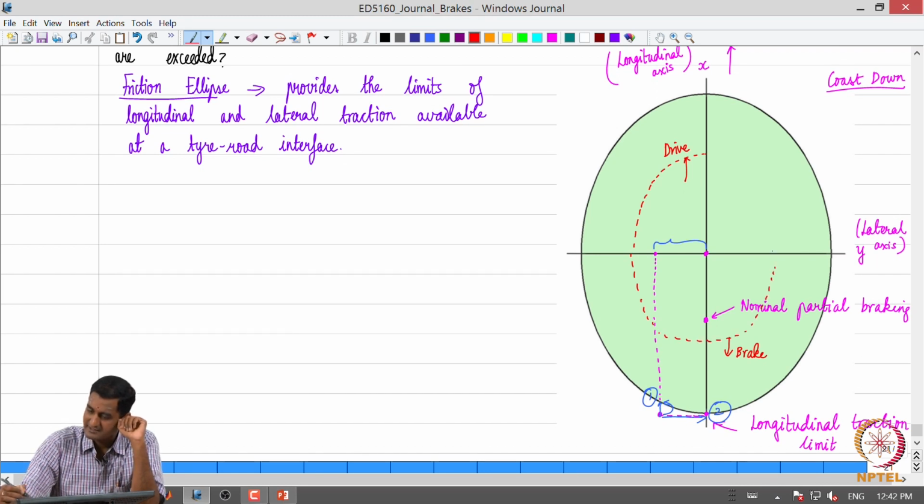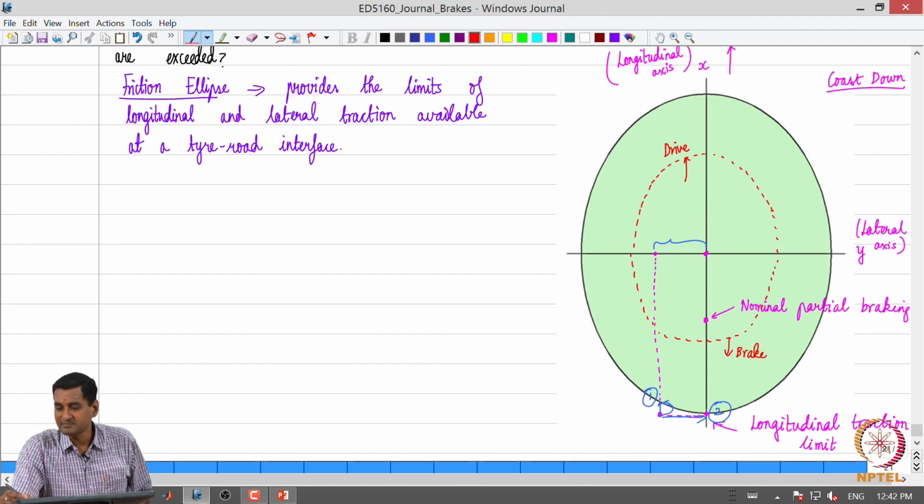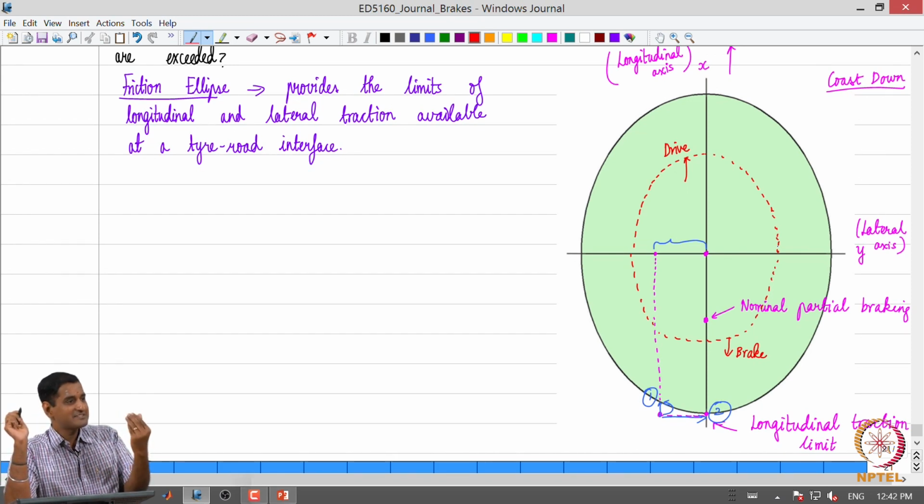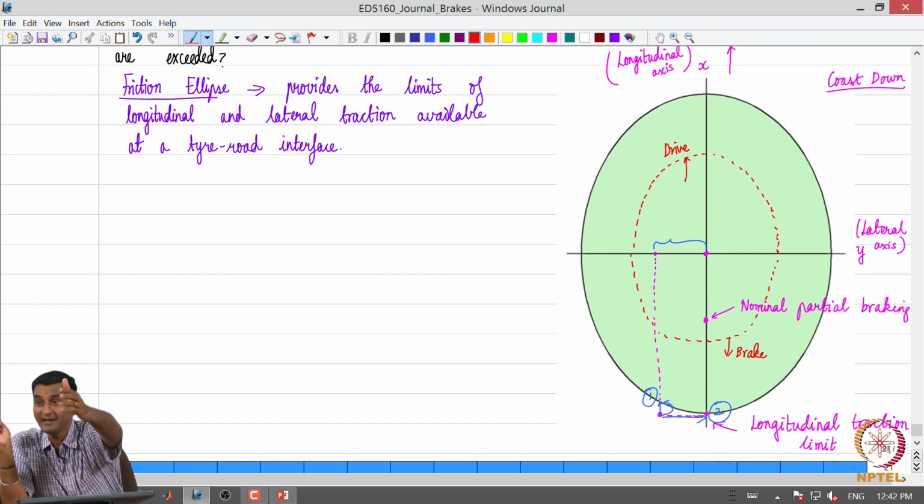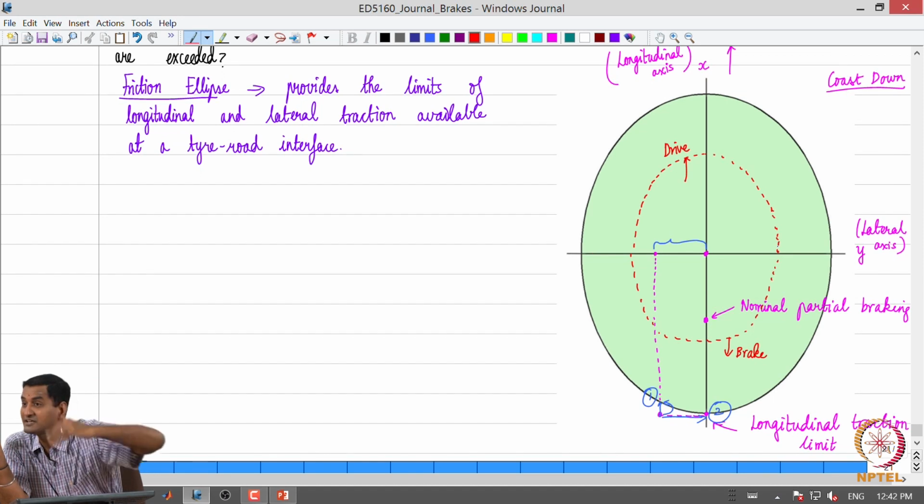So let us say I am just drawing this red dashed line showing the shrunk ellipse. So this is the shrunk friction ellipse, due to a wet surface. Now we have another problem. Let us forget steering for the time being. Let us say we are going straight ahead, and let us say it is raining. Suddenly I have poor visibility, and suddenly I see some obstacle in front of me.